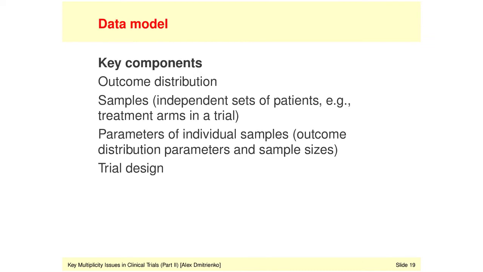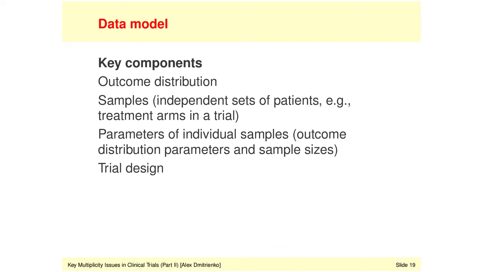The first step in this process is to build a data model. A data model, as you remember, defines the process of generating patient data in a clinical trial. So what we need to do here is to specify a number of parameters of the trial's design. And the general data model includes the following specifications. We see those specifications on the slide.